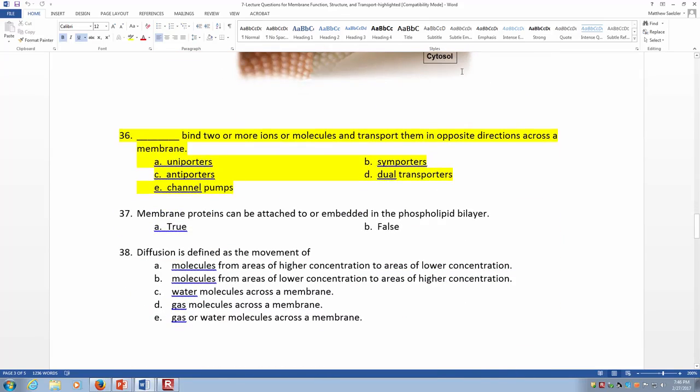Okay, so number 36 is referring to different types of carriers. So what type of carrier binds two or more ions or molecules and transports them in opposite directions? Right, C, antiporters.